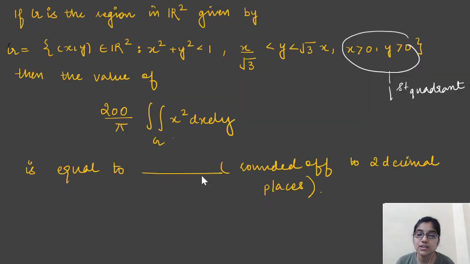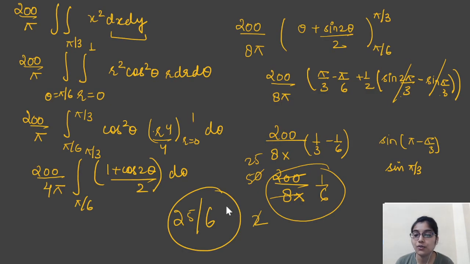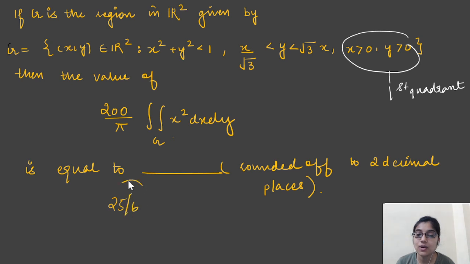Now they have asked that you have to round off to 2 decimal places. So now I think all of you know how to do this. So 25/6 is the answer, and now you can evaluate with the help of a calculator and write down your answer. So here is the solution of your question of the day 1.